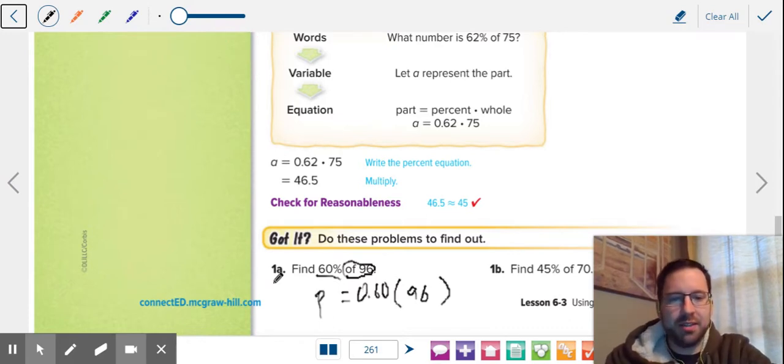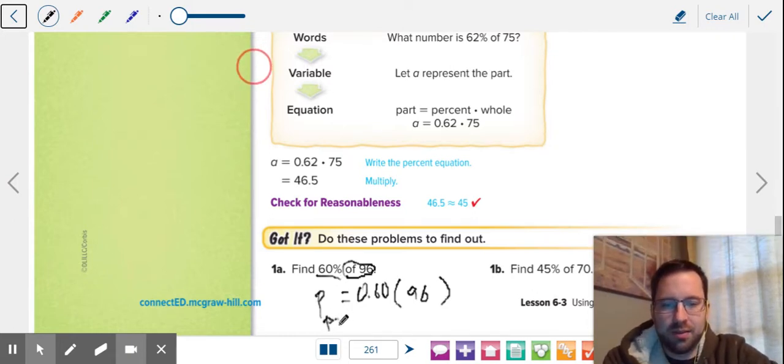So to find the answer, it's pretty easy. Solving for the part, the equation is set up for this. You take percent times the whole, and you are in business. All right, so 0.6 times 96 is 57.6. All right, easy peasy, lemon squeezy.